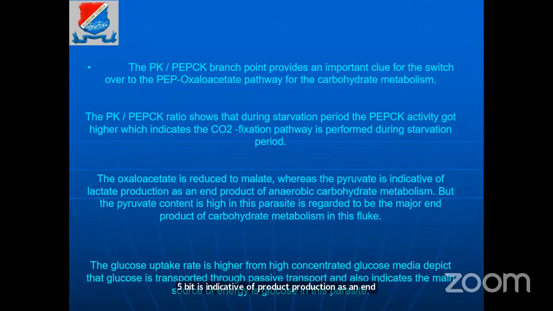But the pyruvate content is high in this parasite and is regarded as the major end product of carbohydrate metabolism in this group. So the glucose uptake rate is higher from high concentration glucose media, which depicts that glucose is transported through passive transport, and also indicates that the main source of energy is glucose in this parasite.